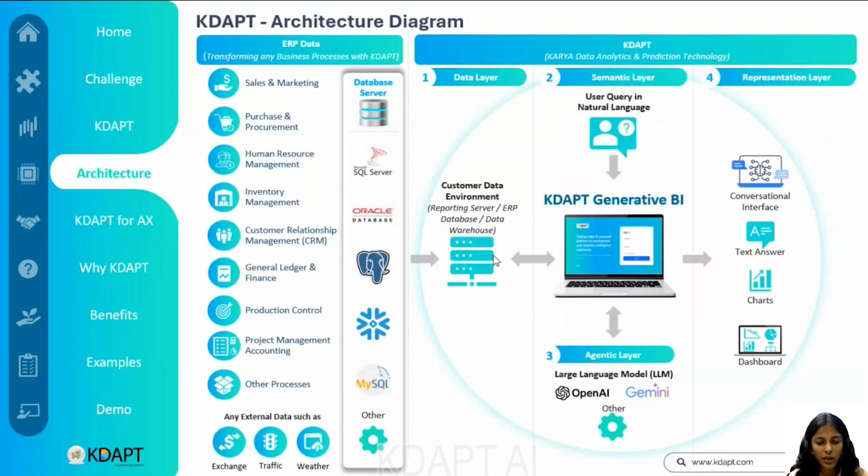So let me quickly explain how KDAPT actually works. The architecture of KDAPT has four key layers. On the right side of the slide, number one is the data layer. This is where the data lives. This is the foundation. It connects KDAPT to your company's private data system, for example your ERP, either AX, Dynamics 365, or SAP.